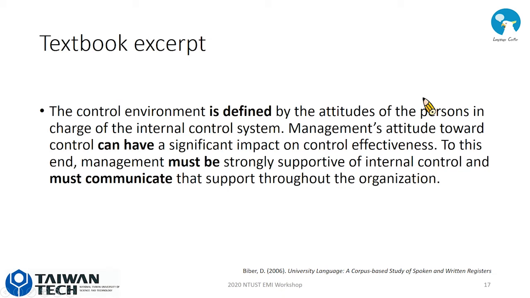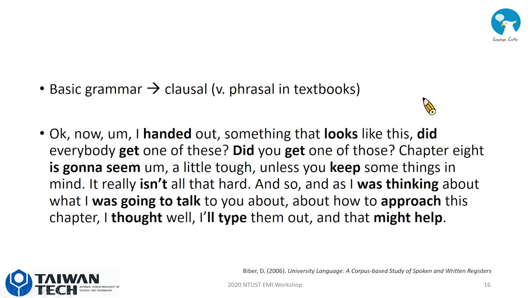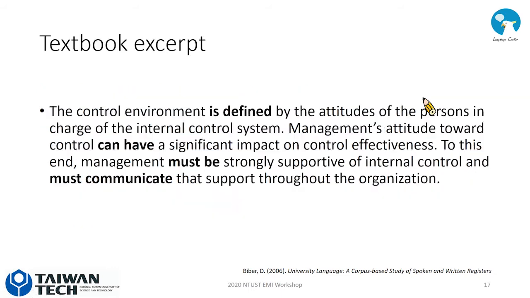And this is an excerpt from the textbook. As you can see, there's a lot of noun phrases, right? The control environment is defined by the attitudes of the persons in charge of the international control system. You only have "is defined" in such a long sentence, right? So again, if you think your students cannot really understand your lecture that well, you can think about how you speak, right? Do you speak like a textbook, or do you speak like you're talking to your friend, okay?